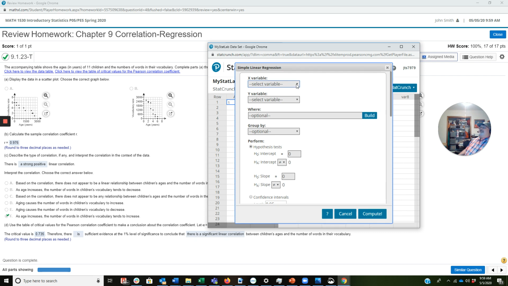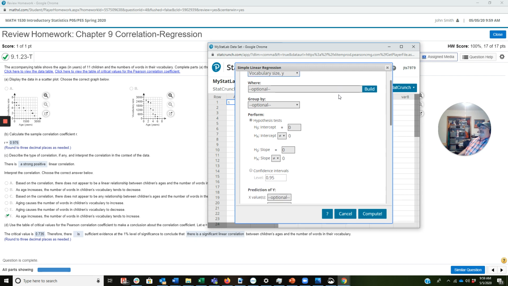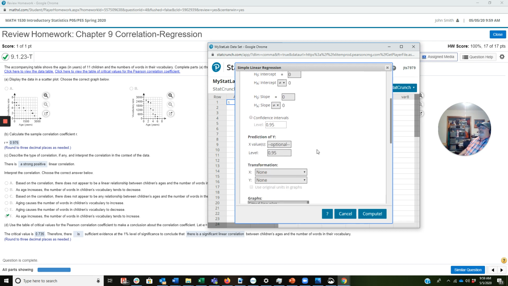Now, my X variable is their age. That's the independent variable. The dependent variable is the size of their vocabulary. We're saying this is a function of age. Now, I don't need to change the hypothesis test at all, do I? But there's a really cool thing down here, and this is going to come up later.